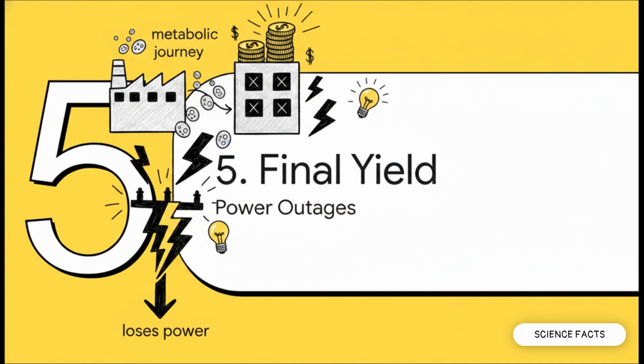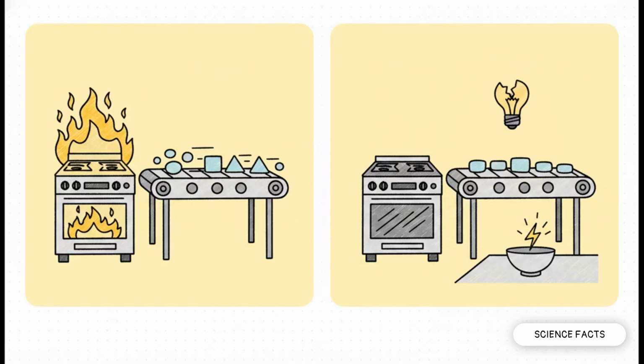Final yield in power outages. Let's bring this entire metabolic journey together. But first, we really need to ask a critical question. What happens to this busy kitchen if it unexpectedly loses power? Here is the stark contrast.